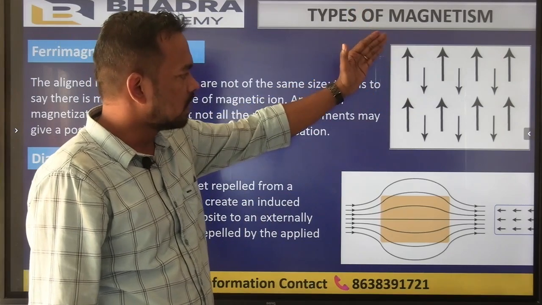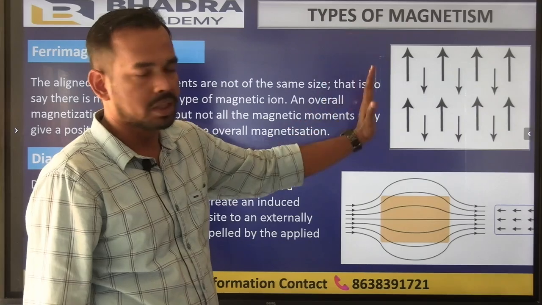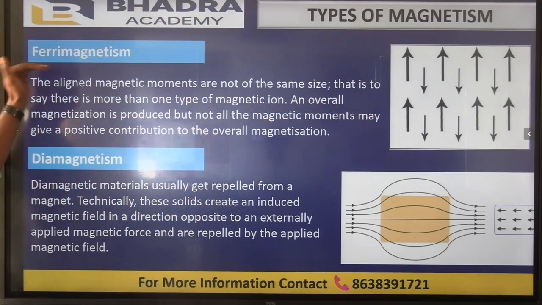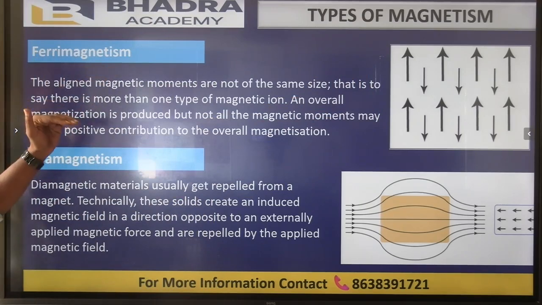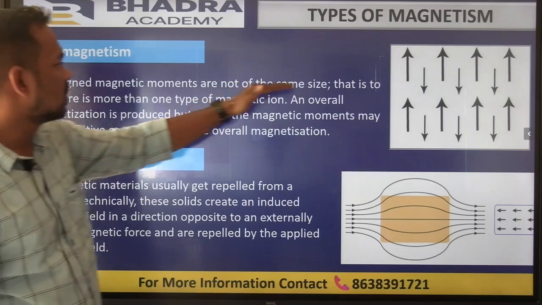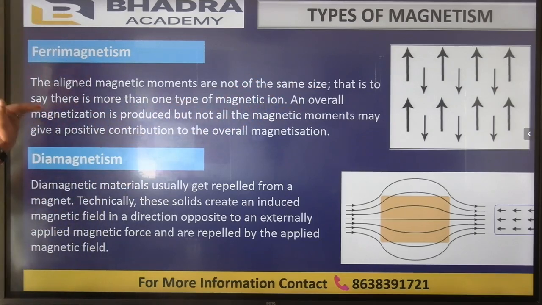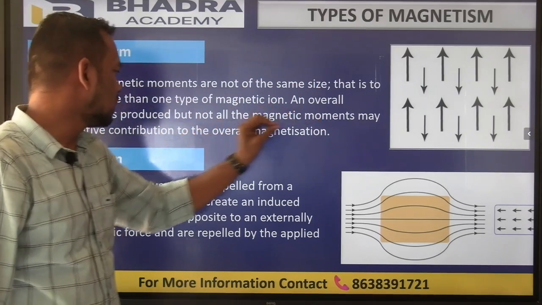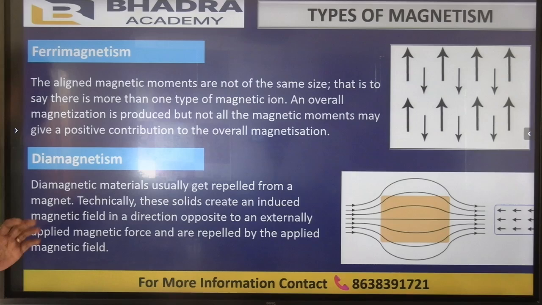Earlier we saw that the net magnetism was zero, but here it will have a minute magnetism in the upward direction, and that is known as ferrimagnetism. The magnetic moments are not of the same size, and therefore the overall magnetization produced has a very small positive contribution.